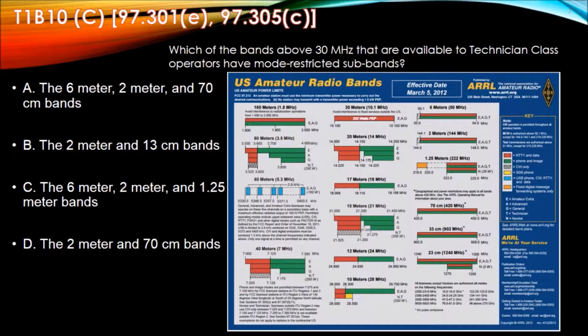To answer this question, I'm going to refer you to the ARRL band plan. And specifically, we're looking for above 30 megahertz. So right quickly, we can eliminate most of this chart. And you see the remainder are all available to the technician class. These bands, you can see the technician has full access to all the frequencies. So we can eliminate those.